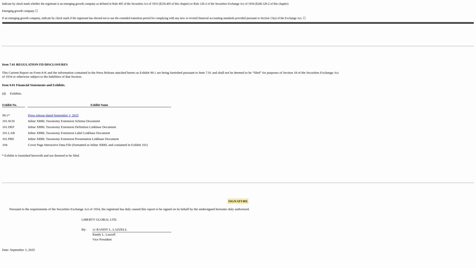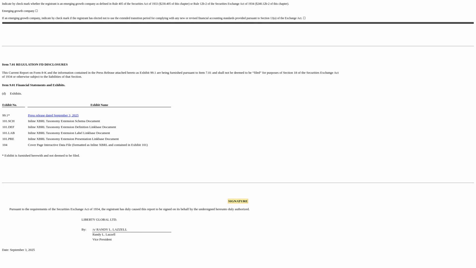The XBRL tagging, while technical, is a huge win for transparency. It means analysts, investors, and even automated systems can pull and analyze Liberty Global's data much more efficiently. This move towards machine-readable data is making financial markets more accessible and data-driven.